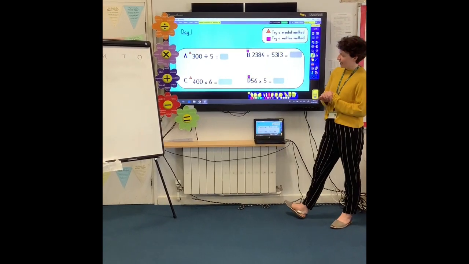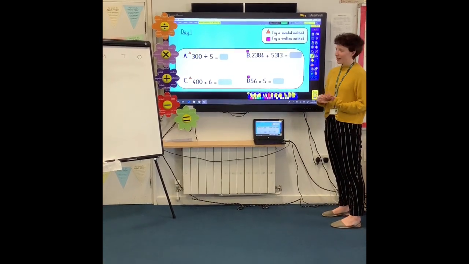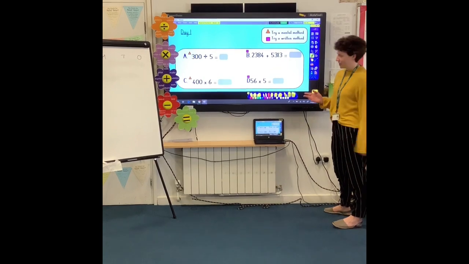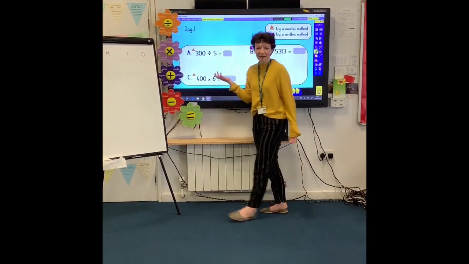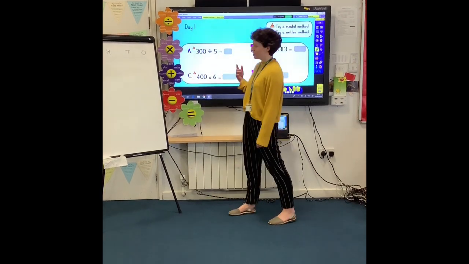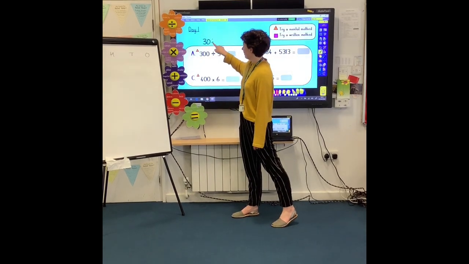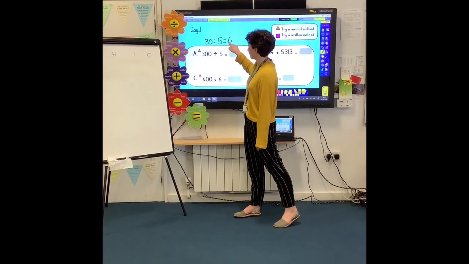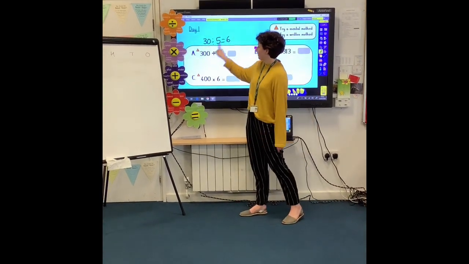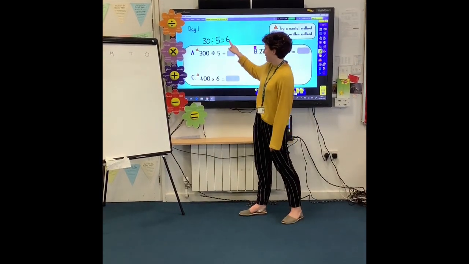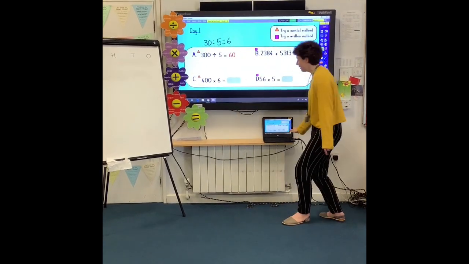So question A is 300 divided by 5. Now we've got an orange triangle by that one, so that means we'd like you to have a go at a mental method. So the approach I would take to this, actually 300 is a fairly big number, so I'm going to use a division fact I already know. So I know that 30 divided by 5 would equal 6, and 300 is just 10 times bigger than 30, so my answer is going to be 10 times bigger. So 6 10 times bigger is 60.